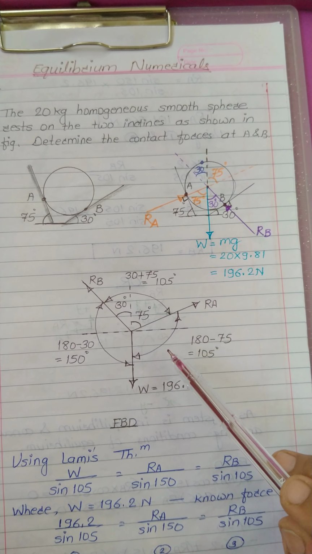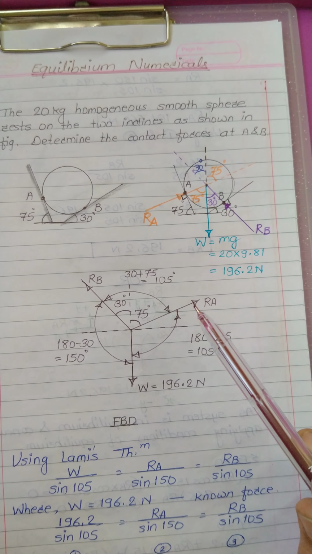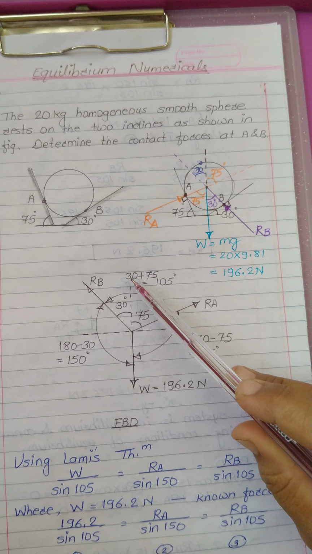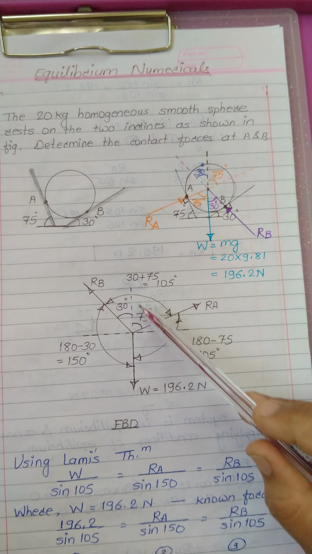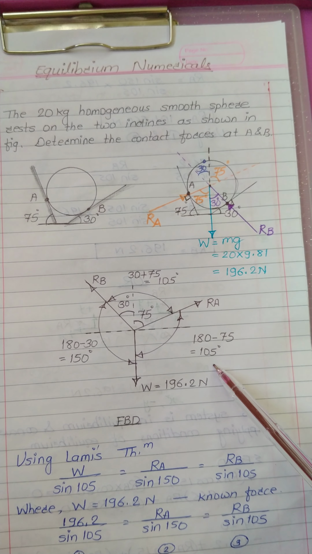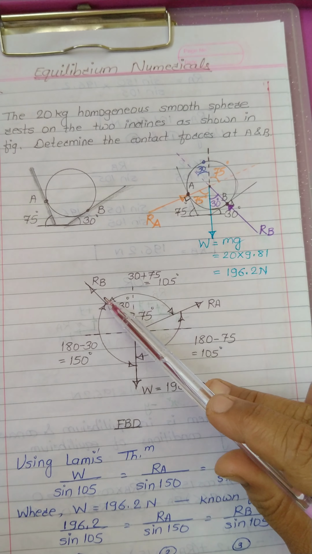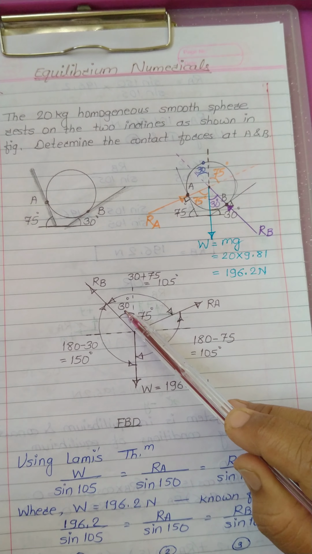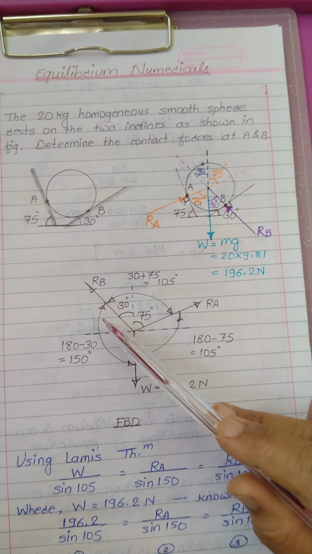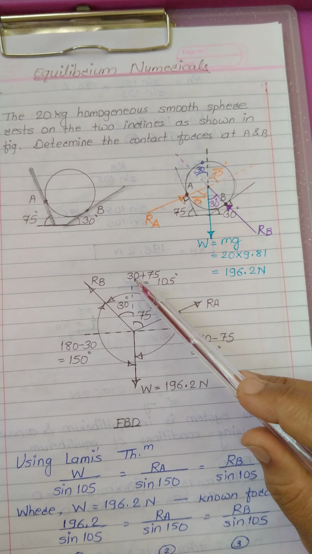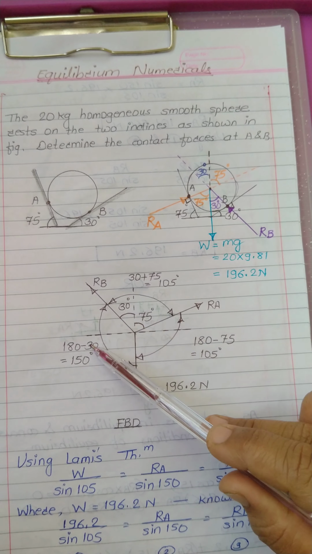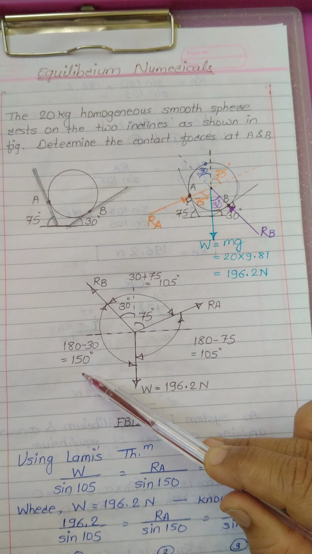Now we have to find the angle between the different forces. Look, the angle between W and RA: this total angle is 180, so 180 minus 75 will be 105 degrees. The angle between RB and RA will be 30 plus 75, so this will be 105 degrees. The angle between RB and W: this total angle is 180, so if I subtract this 30 from 180, this angle will be 150 degrees.